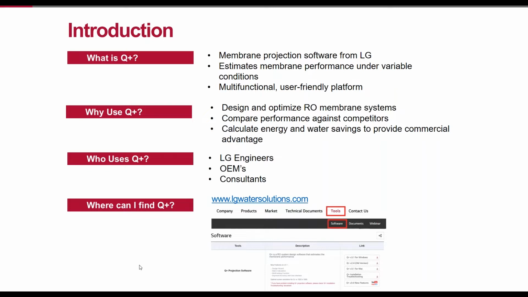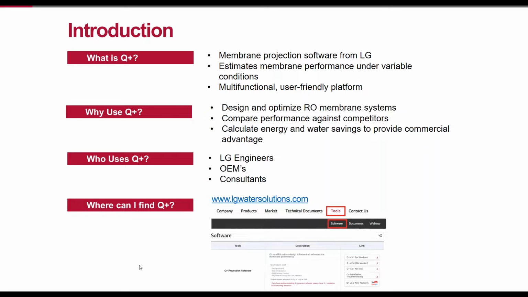Why should you use QPlus? This software is used to design and optimize RO membrane systems, compare performance against competitors, calculate energy and water savings, and compare with other different designs. This software could be used by LG engineers, O&Ms, consultants, in general, anyone who wants to create and design RO systems.